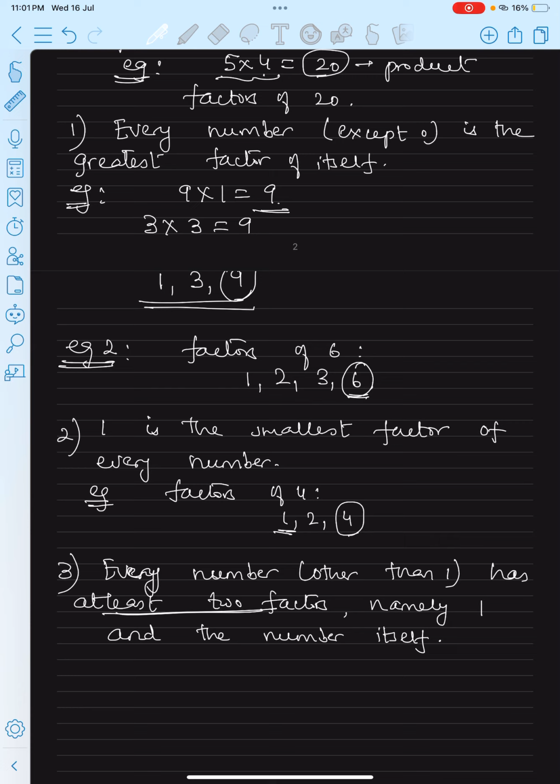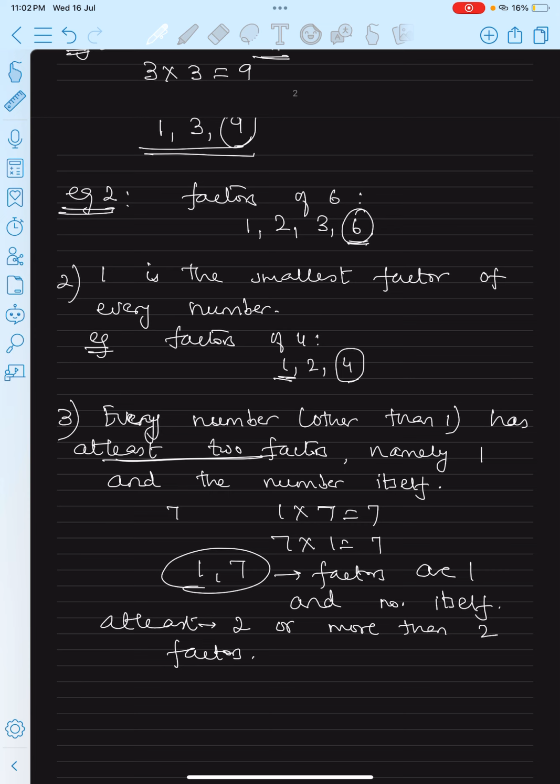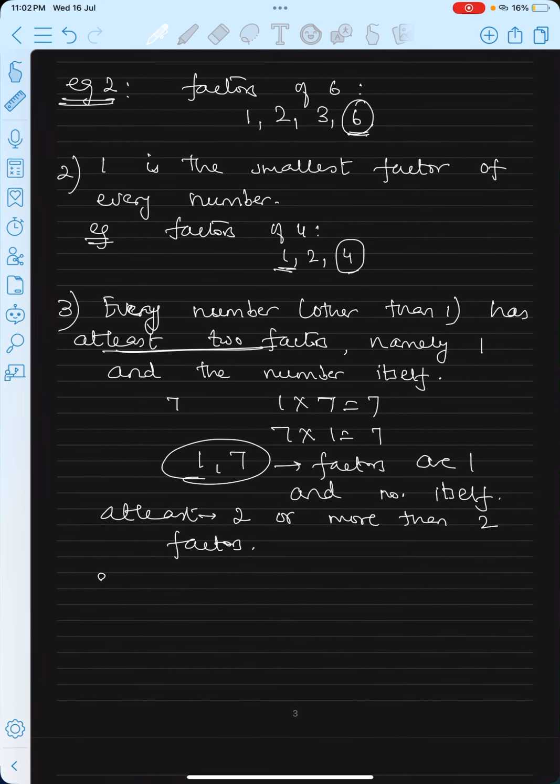But if I take 7, then the factors of 7 will be 1 sevens are 7, 7 ones are 7. So 1 and the number itself. The factors are 1 and the number itself. Clear? So it has got at least two factors. The meaning of at least is it can have two or more than two factors.